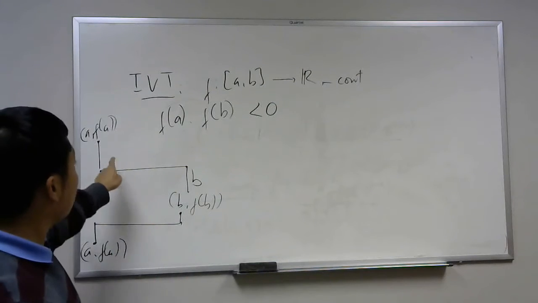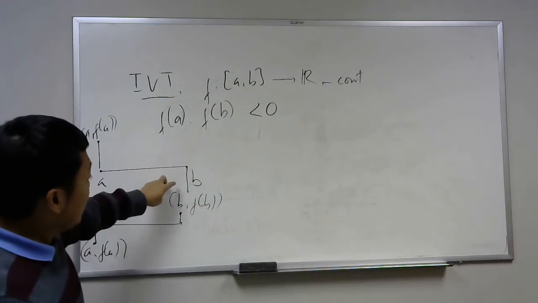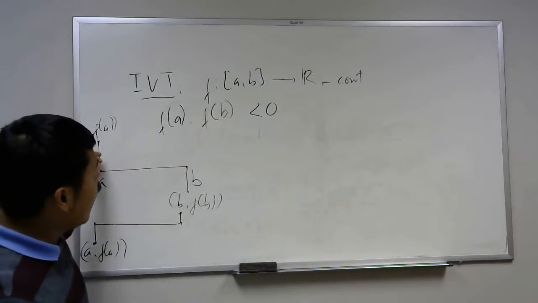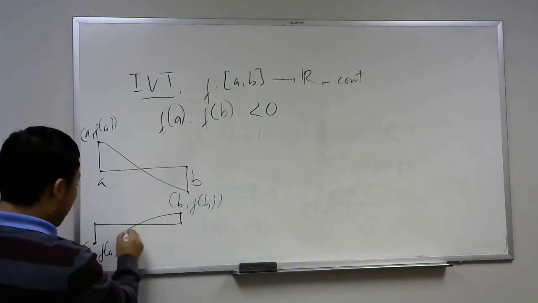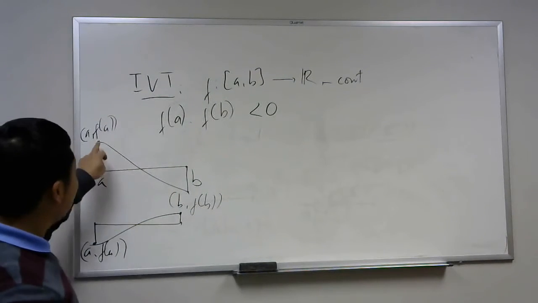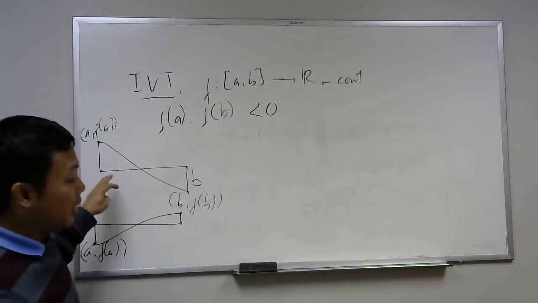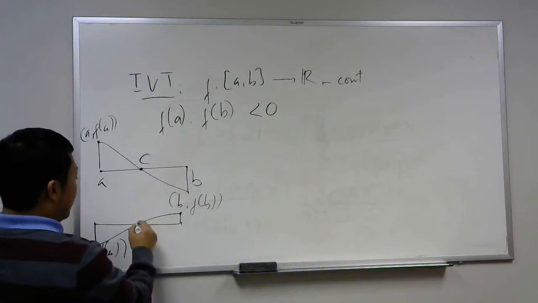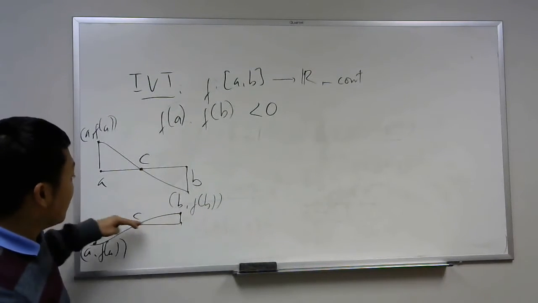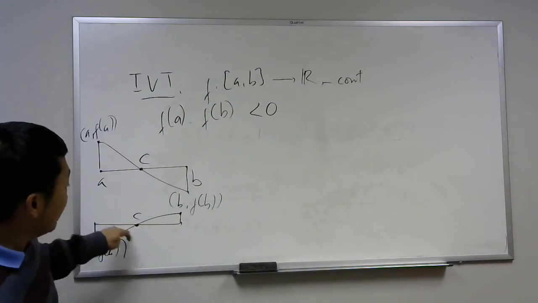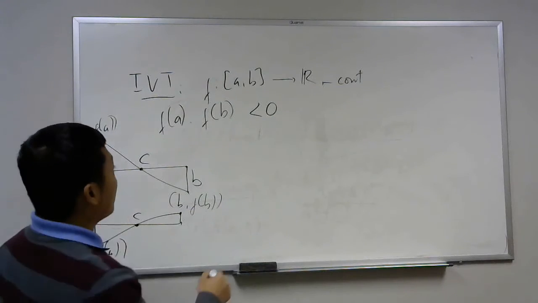Since the function is continuous, when you connect these two points, which belong to the graph of this function, you have a continuous curve. Since this curve is continuous, it should intersect the x-axis somewhere, right? Suppose that is C, and this is nothing but the x-axis. So since C is on the x-axis, the function value is 0.